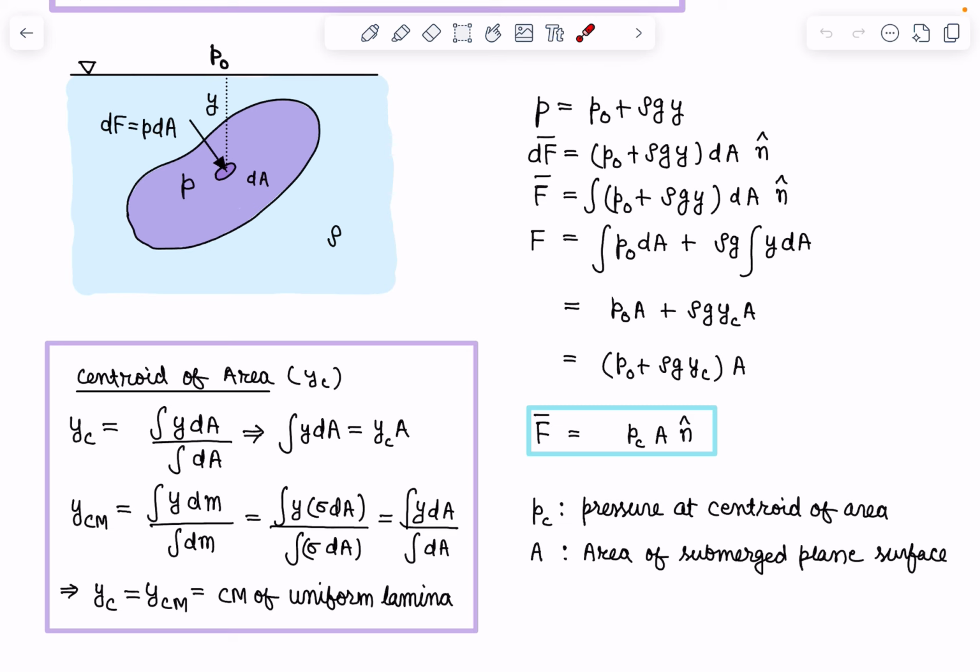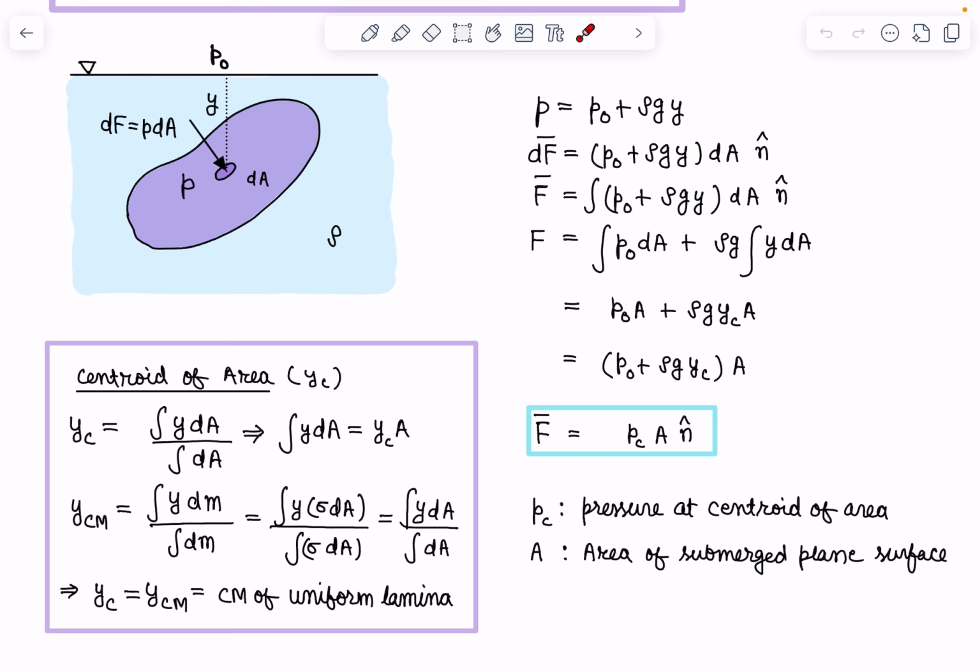and its direction obviously will be perpendicular to the surface. The beauty of this formula is that it is applicable not only for some regular shapes, but for irregular shapes also, as long as we know how to calculate the centroid of that area. And it is not only applicable for some specific orientation, but for any orientation of that plane surface in a submerged state.